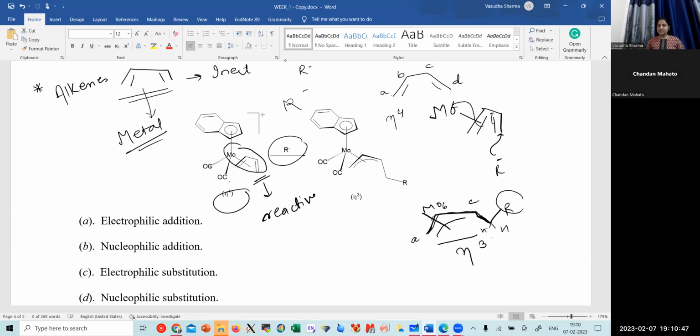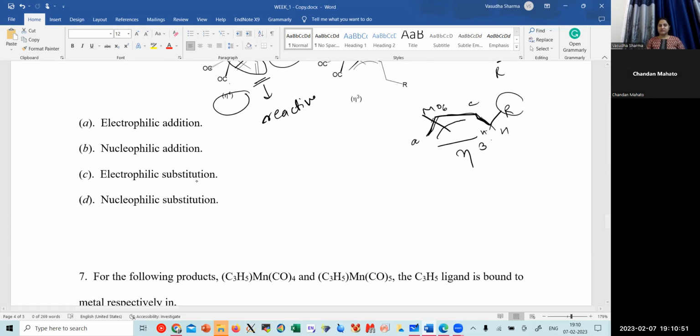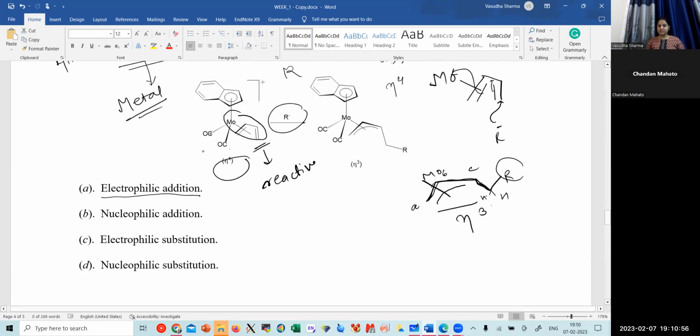So when this has been added, what will you call it? That is what is being asked, whether it is an electrophilic addition. What is an electrophile? It should be electron deficient. So is R negative electron deficient or electron rich?